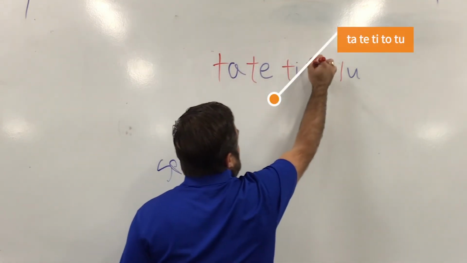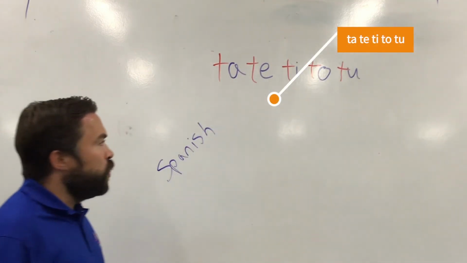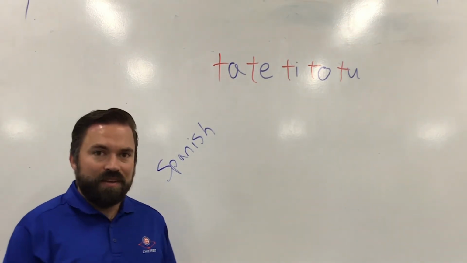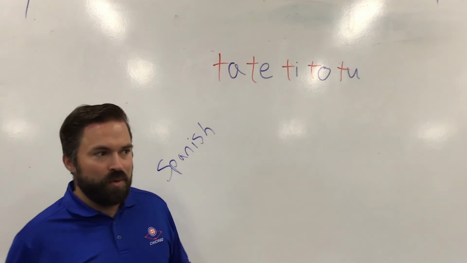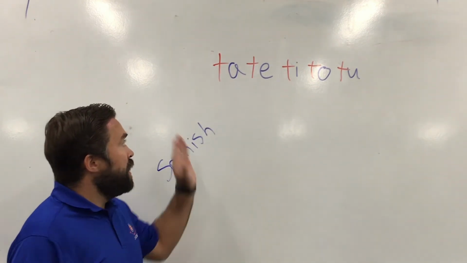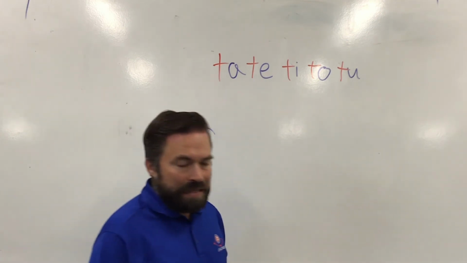Ta, te, ti, to, tu. Ta, te, ti, to, tu. You probably sound silly. That's okay. You're not in class right now. You're probably alone in your bedroom or dining room or whatever. Hopefully you're alone so you can focus on this and not worry about sounding silly. Ta, te, ti, to, tu. La, le, li, lo, lu.